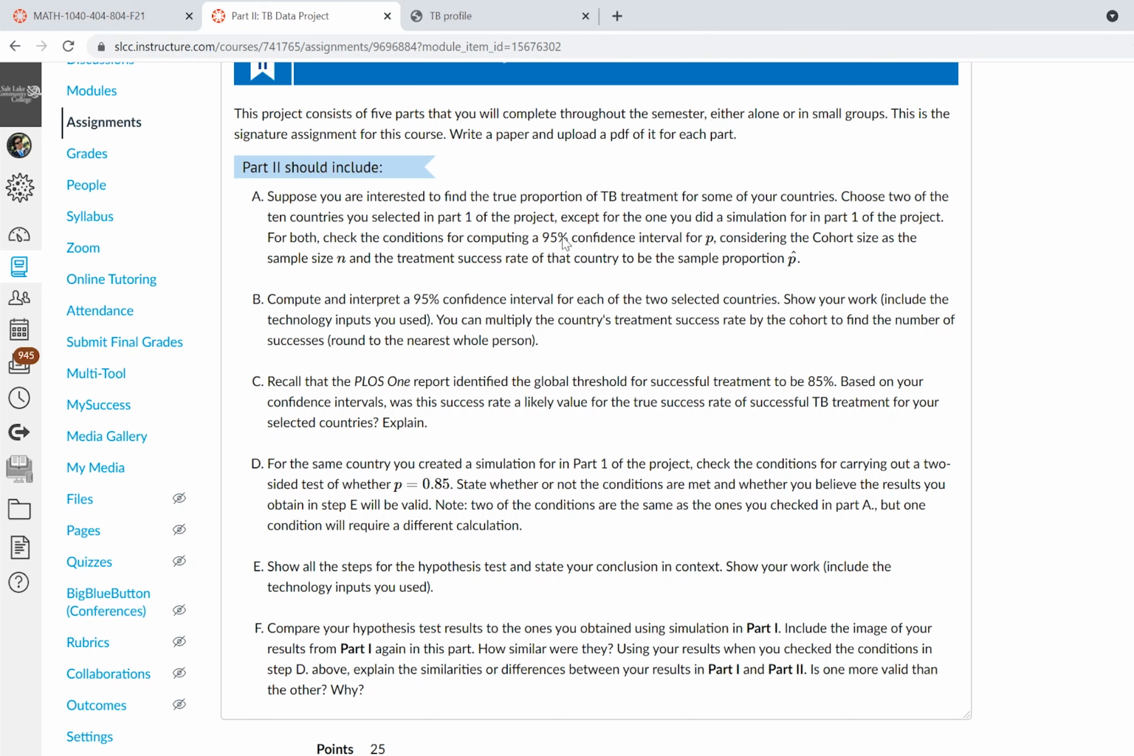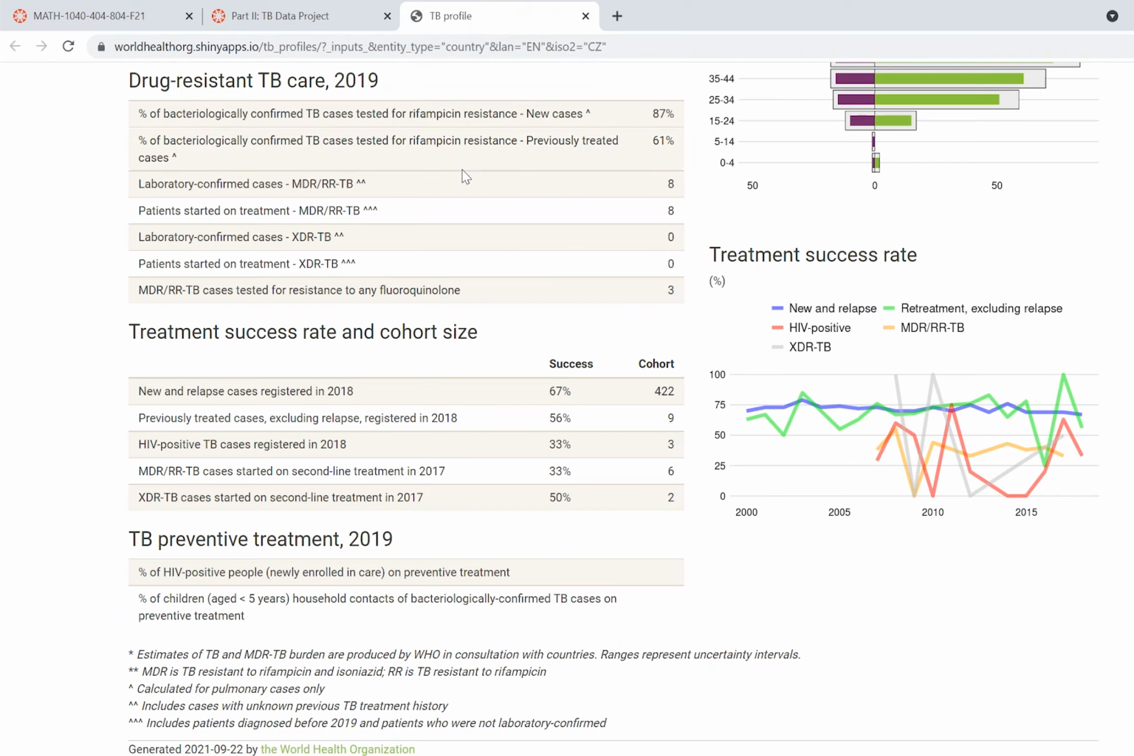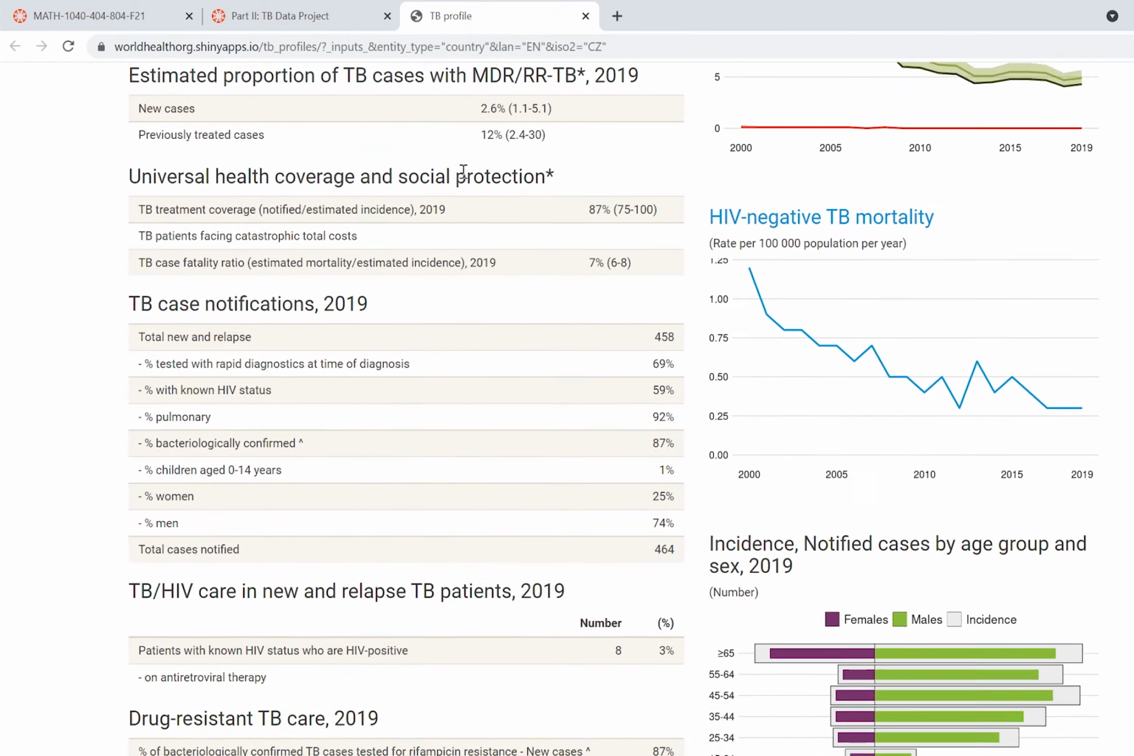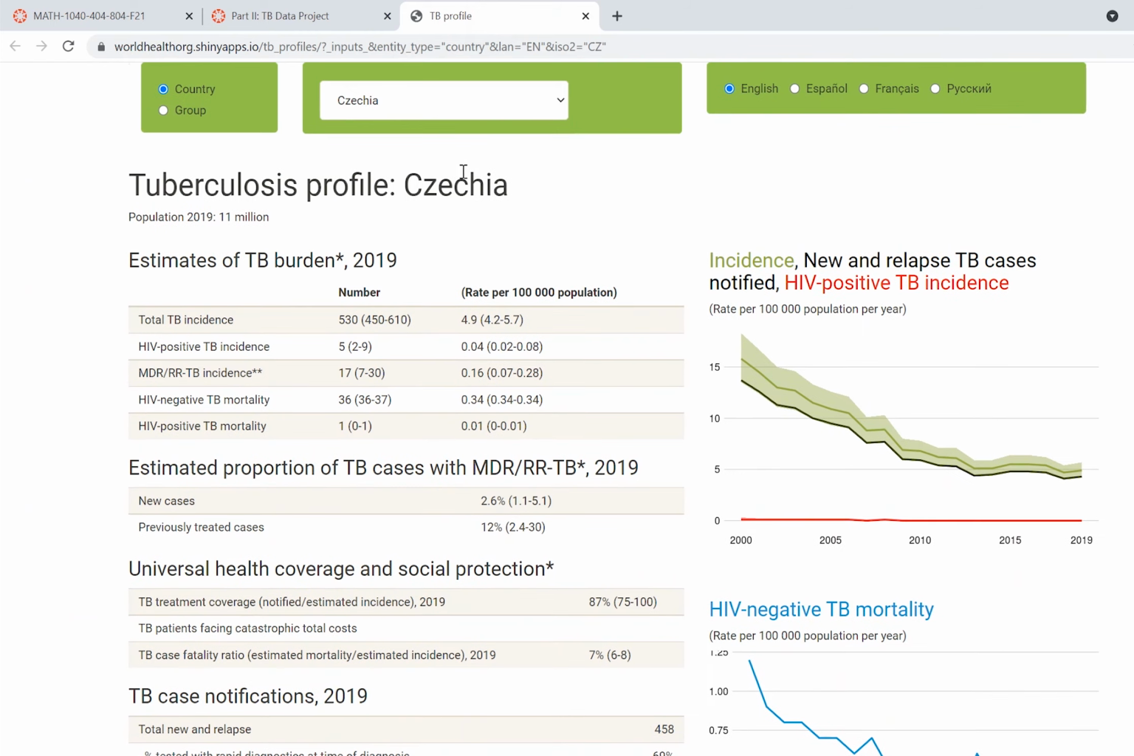For the first part, what you're going to do is select 2 of your 10 random countries that you selected from part 1 of the project. However, I do stipulate that I would ask you not to choose the one that you made a simulation for in part 1 of the project. So, for example, if you go to your tuberculosis profile page, you can access this page again by going to part 1 of the project. I've chosen to look at Czechia.